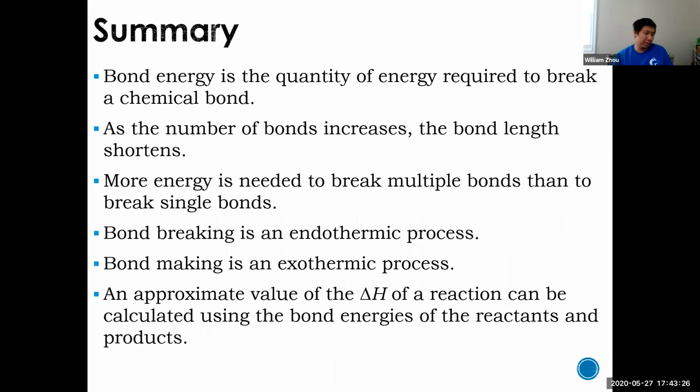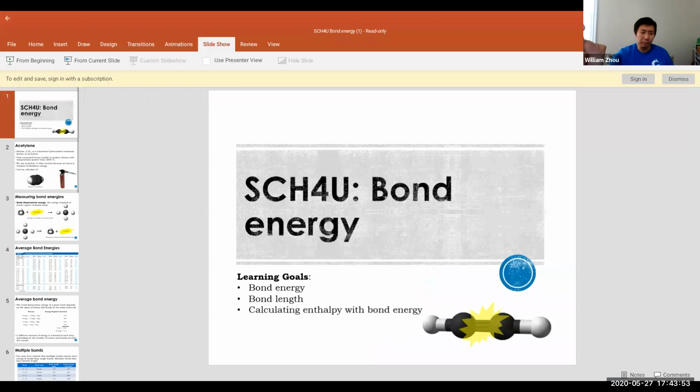All right, so that's it. We learned bond energy today and how to use bond energy to calculate enthalpy. Okay, if you break a bond, well, that's endothermic. You need energy for that. If you make a bond, that is exothermic. You release energy. And the more bonds you have per atom, the higher the energy. Okay, and the more bonds you have between two atoms, the shorter the bonds. And that's it. Any questions?